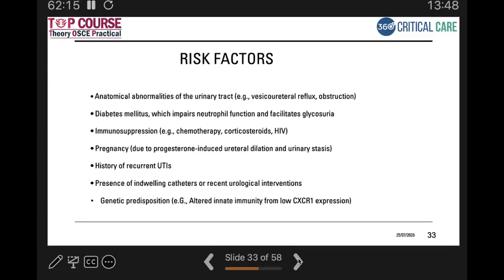And recurrent UTI history, indwelling catheter, institutionalization, and sometimes even genetic predisposition, which may hamper the normal mucosal cilia from fighting the bacteria. So all of this could be important risk factors when a patient gets pyelonephritis.